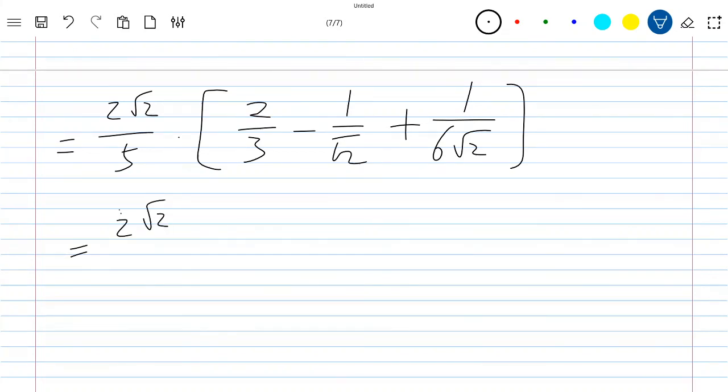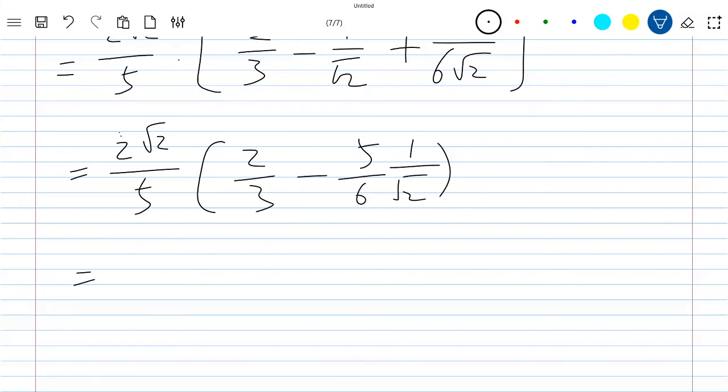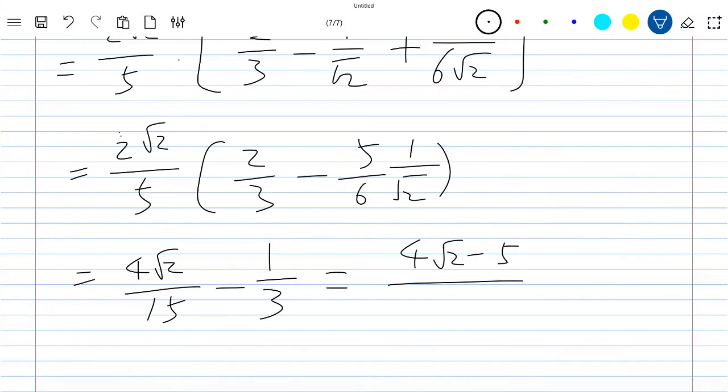So let's simplify this a little bit. 2 over 3 minus, this is 1 over root 2, and this is 1/6 of that. So cancel them, have 5/6 of that. Right, so let's do some cancellation. Times that, you get 4 root 2 over 15 minus, cancel the 5, cancel the root 2, cancel the 1, 2 and 6, and get 1/3. Or if you like, you can write this as 4 root 2 minus 5 over 15. Okay, that's it for this last example.